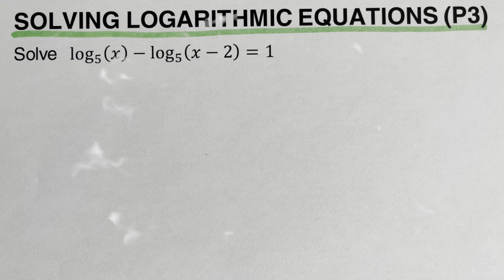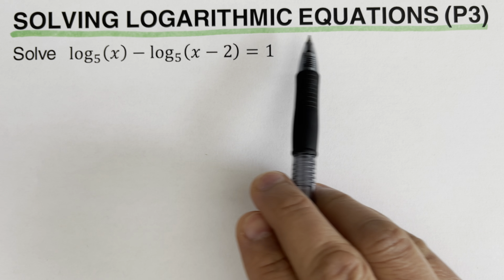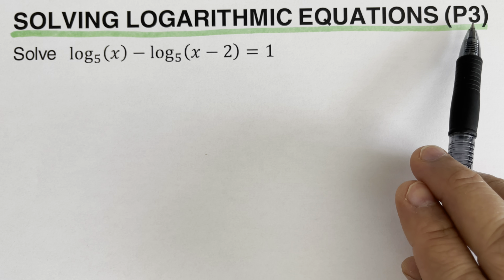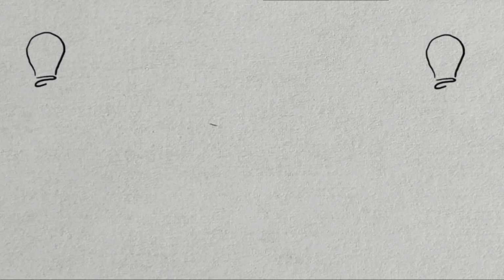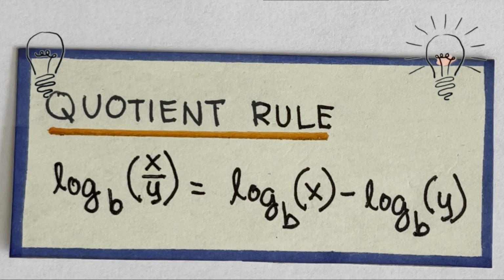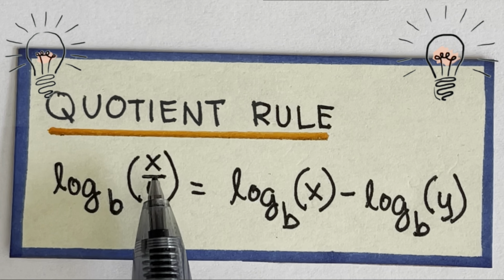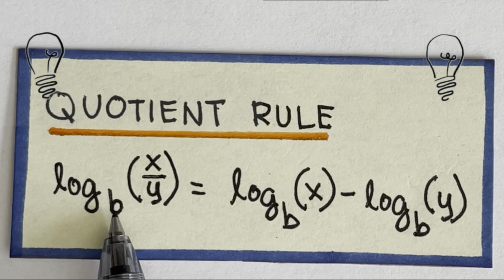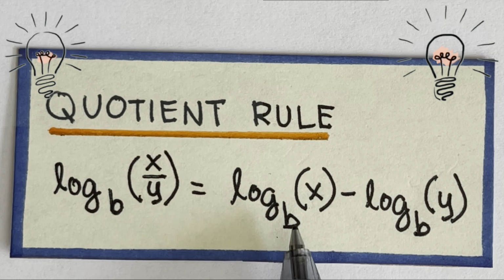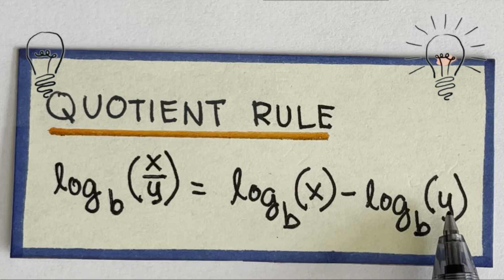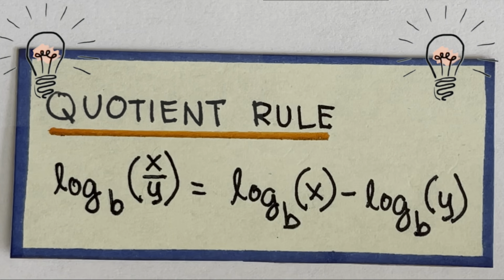Everyone, in this video we will be solving logarithmic equations, and this is the third part. In this part we are going to use the quotient rule. Just remember that the quotient rule states that if we have log of x over y to the base b, that is actually expanded to log of x to the base b minus log of y to the base b.